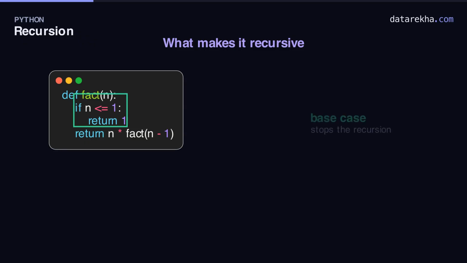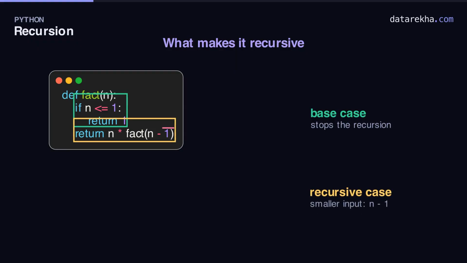Every real recursive function has two parts. First, the base case, the escape hatch. If n is 1 or less, we do not recurse at all. We just return 1 immediately. Without this, the calls would never stop. Second, the recursive case. Otherwise, we return n times factorial of n minus 1.